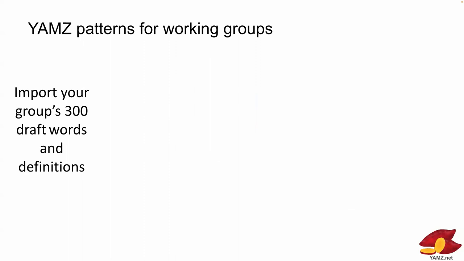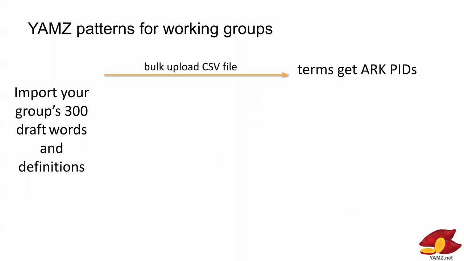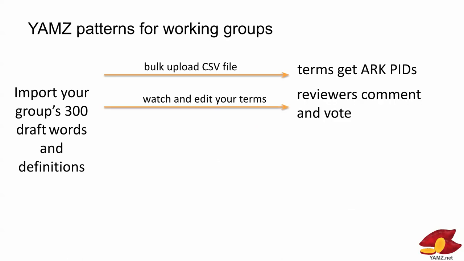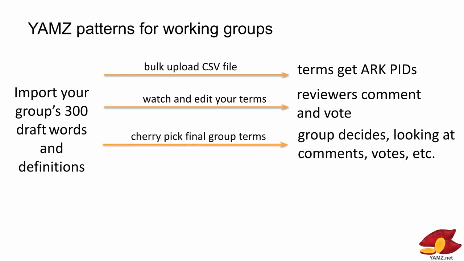This shows some YAMZ usage patterns for working groups. Let's say you import your group's 300 terms using a CSV file. Each term gets an ARK, and you could stop there because maybe all you really wanted was persistent identifiers for each of your terms. You could also take things further by watching for comments and editing your terms, and maybe adding new terms. Your group could decide its favorite terms to go forward into a standard.